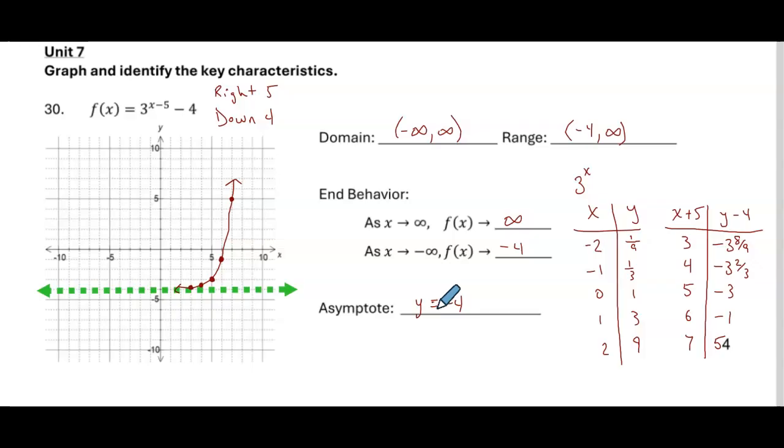Okay, now if you were asked to do a log graph, before I leave you on this one, if I was to do a log graph, I would still use the base, but it would be in a subscript. So let me just write an example of that. If it was f of x equals log base 3 of (x plus 5) minus 4.